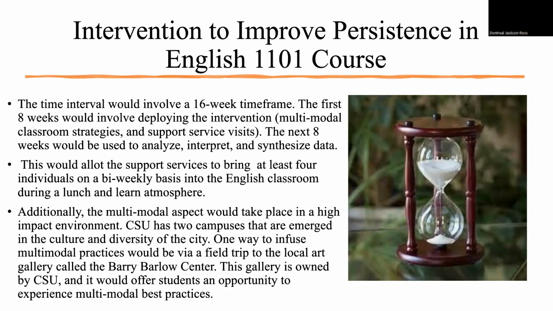CSU has 2 campuses that are immersed in culture and diversity of the city of Columbus. One way to infuse multimodal learning is to let students be exposed to various art galleries and various artistic expressions and how they integrate in with a writing class. A good example of this would be to take students to a writing consortium and also an art gallery called the Barry Barlow Center. This gallery is owned by CSU and it would offer students the opportunity to experience multimodal best practices.